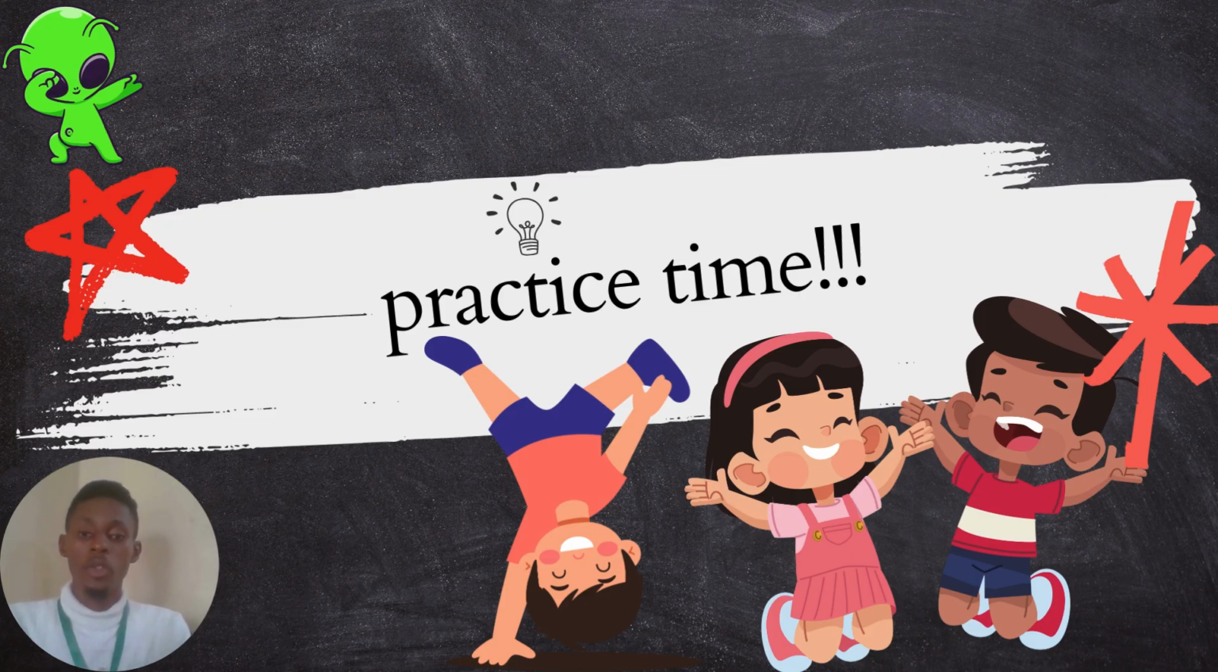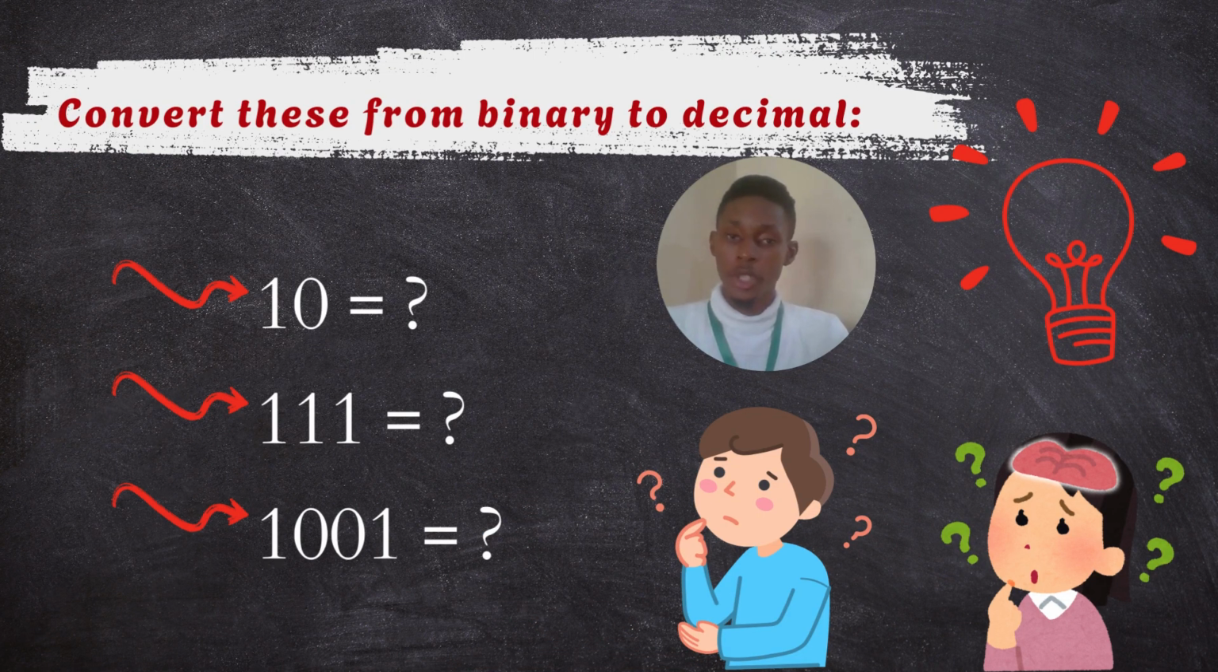So now let's try out some practice questions. It's practice 5. Follow the instructions as stated above. Convert these from binary to decimal. We have binary 10 is equal to what? Then 111 is equal to what? Then 1001 is equal to what in decimal? You have to convert these from binary to decimal.